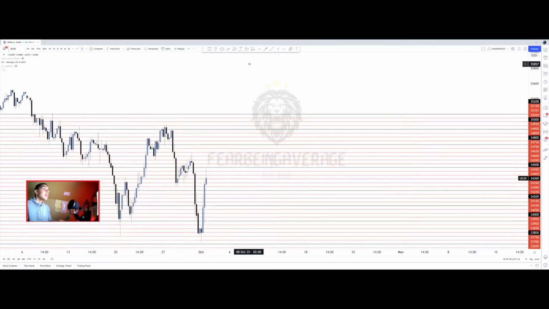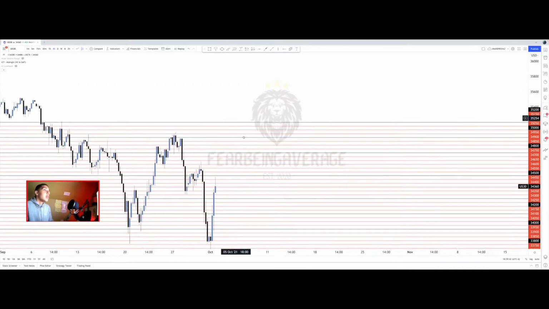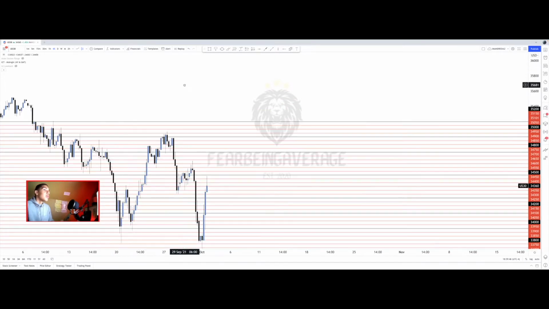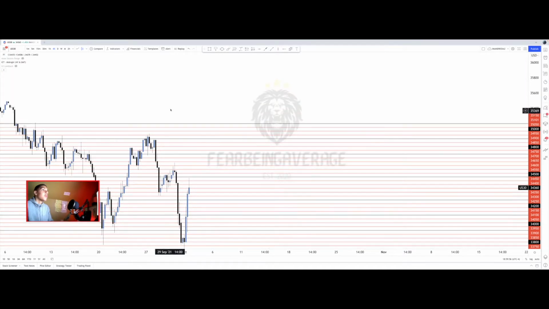And as you can see, those levels are all marked up with these black lines. So all of these levels, the 000, the 200, 500, the 800 levels, these big figure levels are delineated with the black line. So this line, this line, this line, all the black ones are those big figure levels.